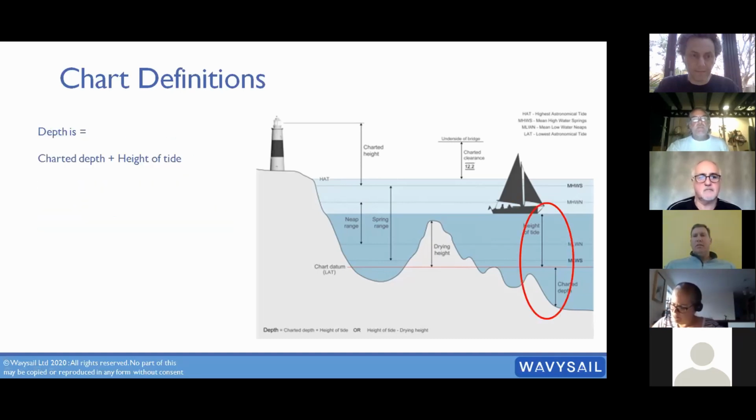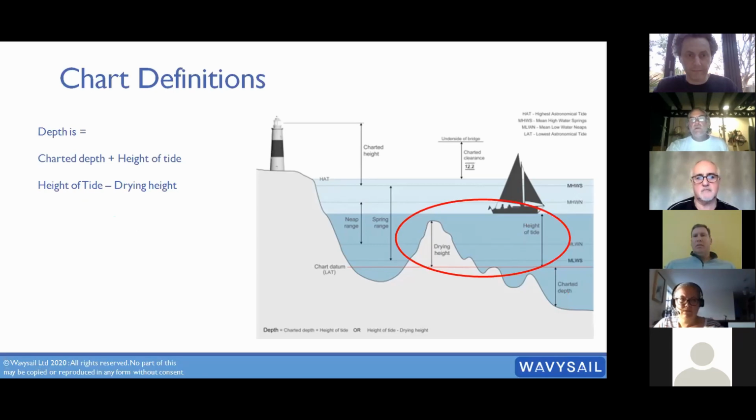So depth, charted depth, what's below your LAT, your chart datum, plus your height of tide, or your height of tide less your drying height. Because remember, your drying height is above chart datum. So it's one or the other. So just for interest's sake, for instance, when we're trying to work out the underside of a bridge, all charts have the clearance under a bridge from highest astronomical tide.